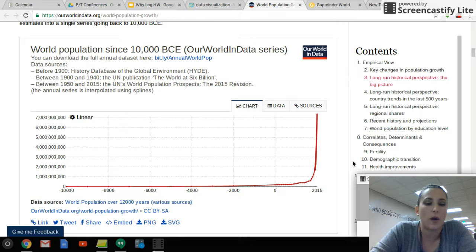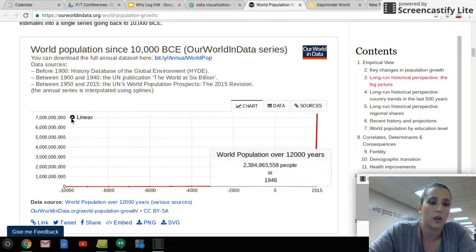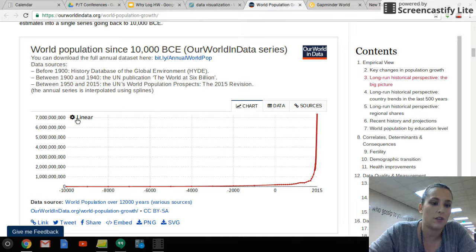So here we have the world population since 10,000 BC to present. And you can see it looks just like a traditional exponential growth. But when I click the cog here to flip it to logarithmic, assuming it's going to work for me.